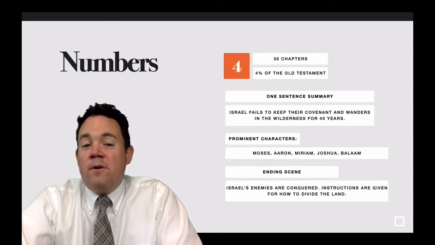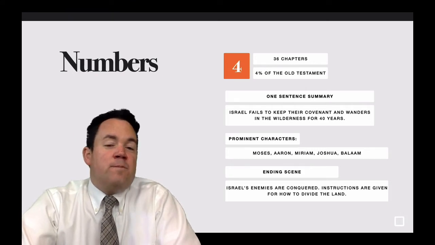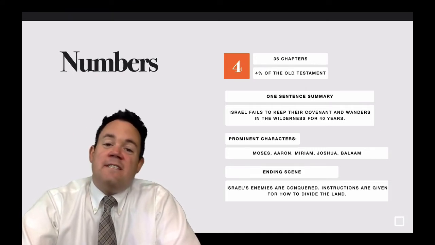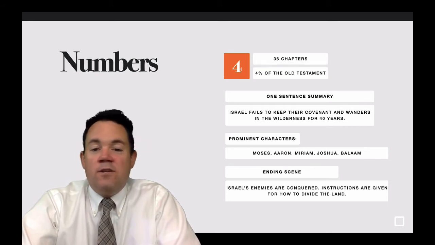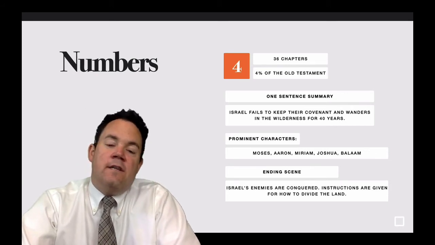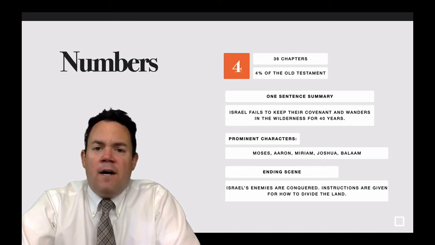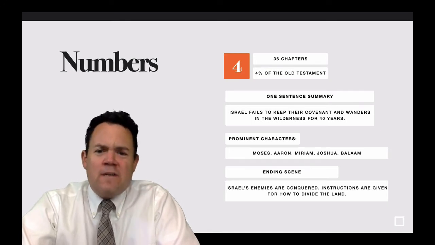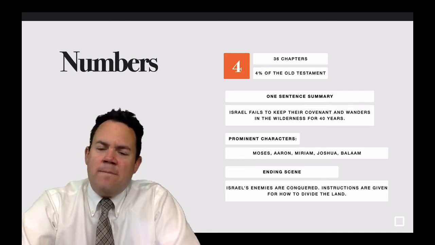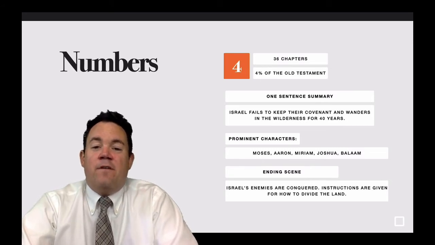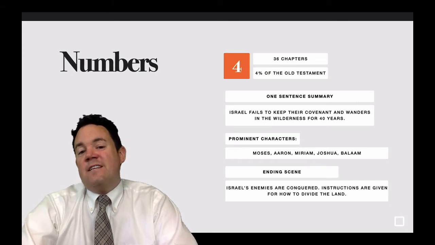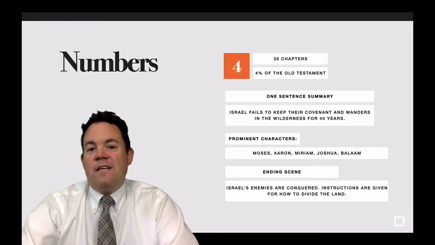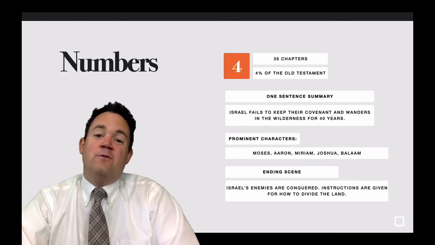The book of Numbers is called the book of Numbers possibly because there is a census taken at the beginning and the end of the book. The people are numbered at the bookends of this book. It's comprised of 36 chapters, 4% of the Old Testament. One sentence summary might be: Israel fails to keep their covenant and wanders in the wilderness for 40 years. So if Exodus is part 1, and Leviticus is the handbook, then Numbers would be part 2.